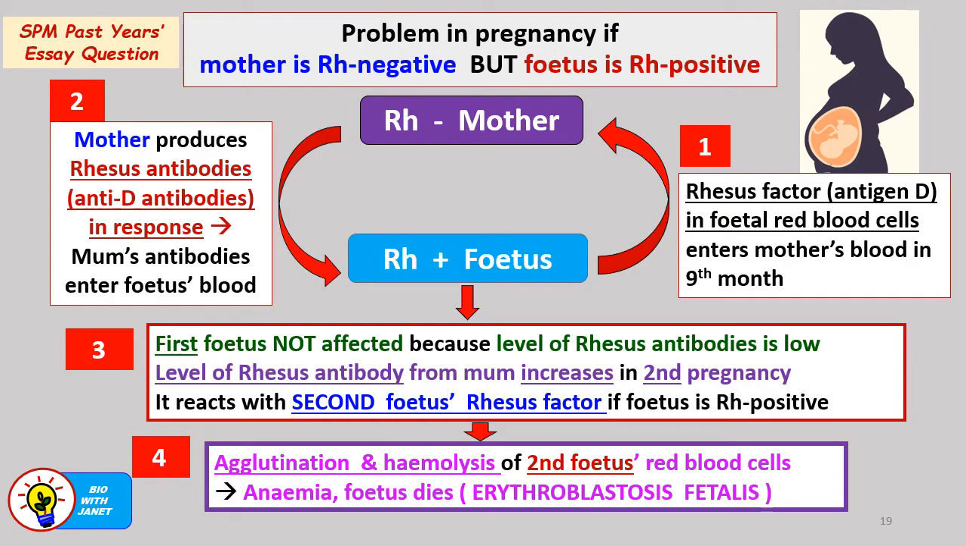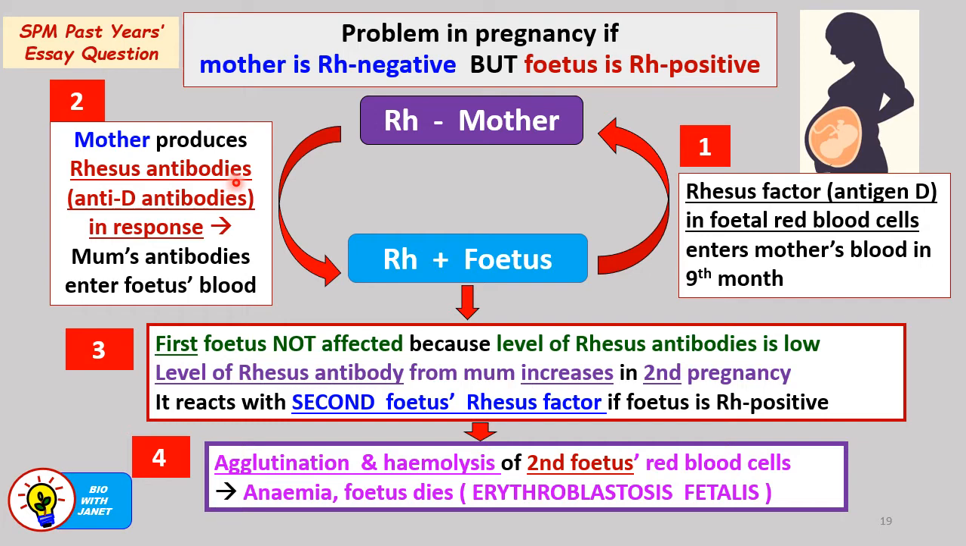Let's do a quick revision of this topic on rhesus factor from Form 4 Chapter 10. What is the problem in pregnancy that arises if the mother is rhesus negative but the fetus is rhesus positive? Okay, number 1, in around the 9th month, fragments of red blood cells from the fetus which contain the rhesus factor or antigen D may enter the mother's blood. Okay, so this rhesus factor is just a protein on some people's red blood cells. Now when the mother who is rhesus negative receives the rhesus factor from the fetus, she will automatically produce the rhesus antibody as an immune response.